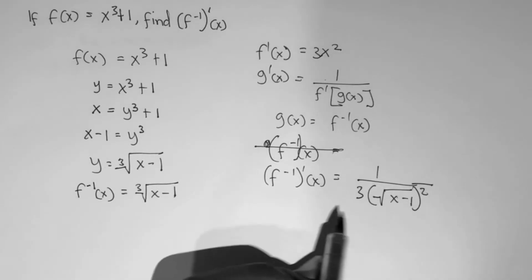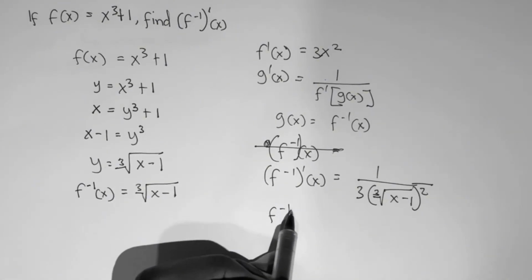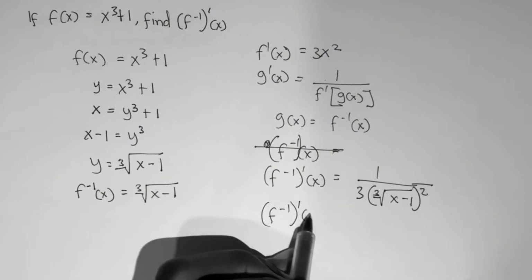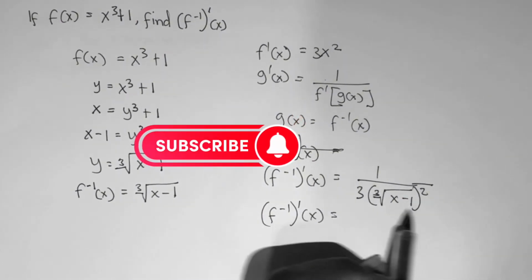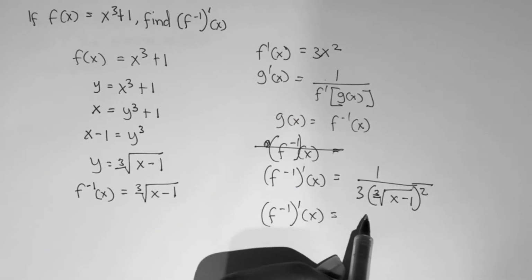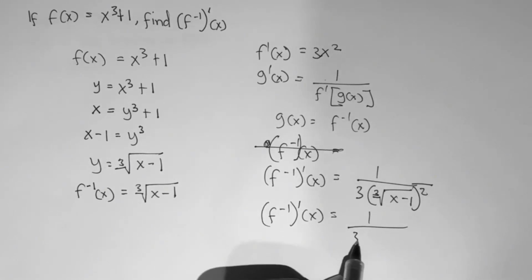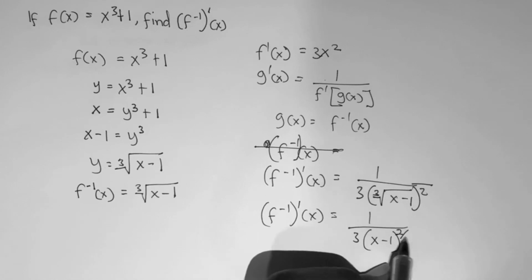So now, this is a cube root. So f inverse prime of x is equal to, now cube root can also be written as x minus 1 exponent 1 over 3. So this will become 1 divided by 3 times bracket x minus 1 exponent 2 over 3.